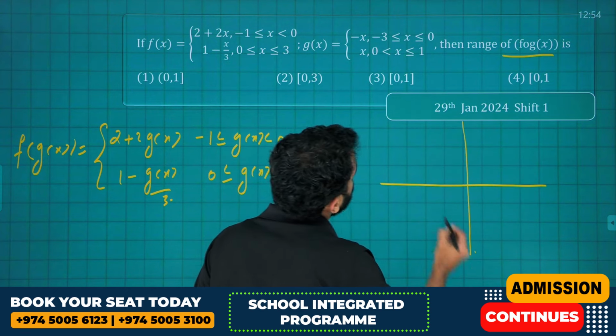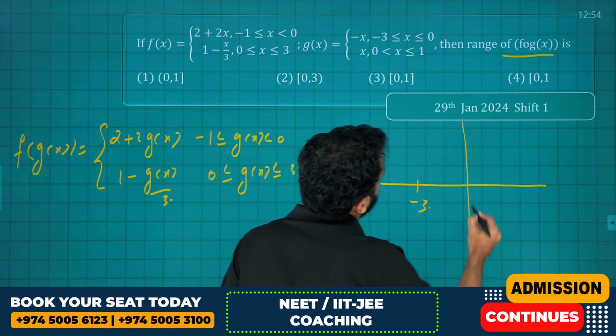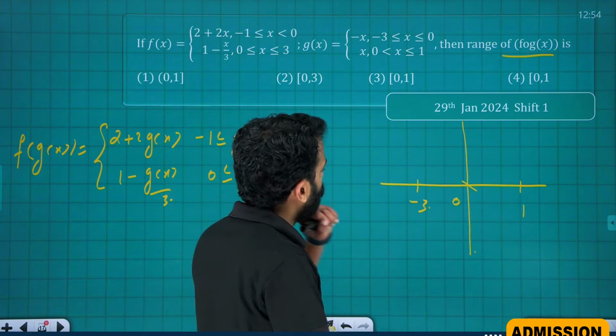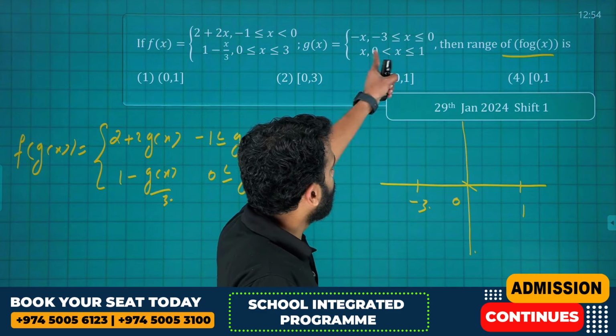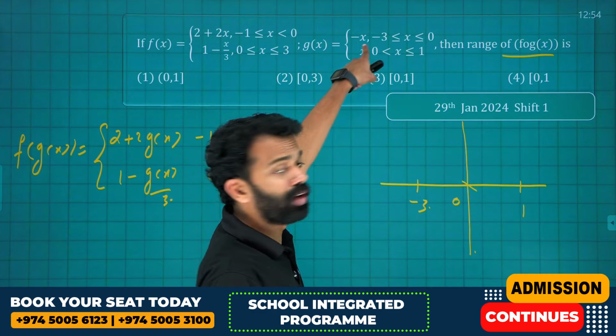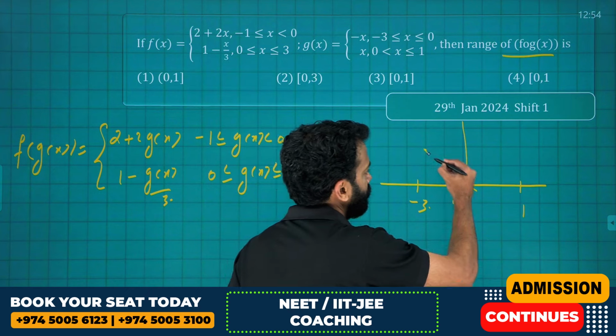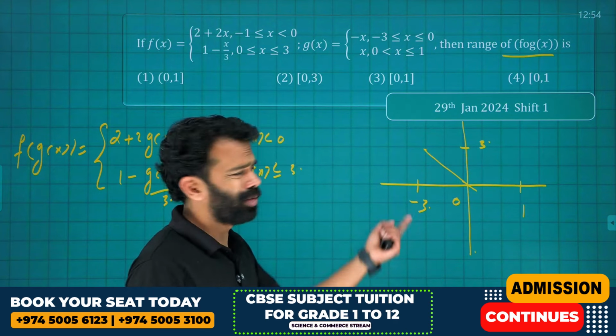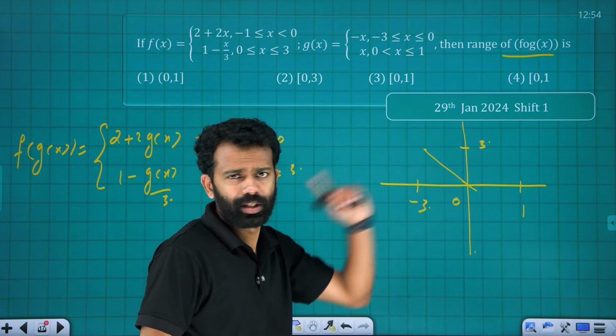Okay, so minus 3, this is 0 and this is 1, up to 1, right? Okay, so minus 3 to 3, the graph of g of x is what? Minus x, so it will be like this. This point will be 3. I am not marking the corresponding minus 3, 0, 0, 3, you know that, right?